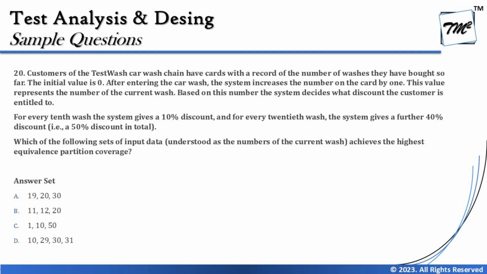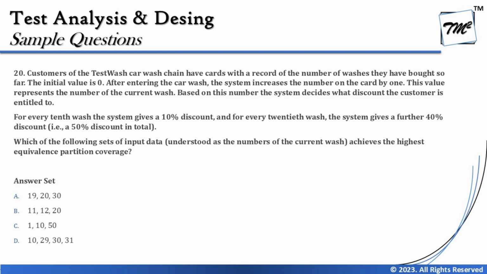And the condition has been very well described to you: every 10th wash. Again, the word 10th does not mean only 10, okay? That means not only on the 10th wash, but every single 10th, that is an interval of 10, like 10, 20, 30, the system gives 10% discount. So every 10th wash, you will get 10% off. And for every 20th wash, that means an interval of 20, 40, 60, like that, the system gives you a further 40% discount, which means on the 10th you have 10% off already, but on the 20th you will get 10 plus 40, a total of 50% off, right?